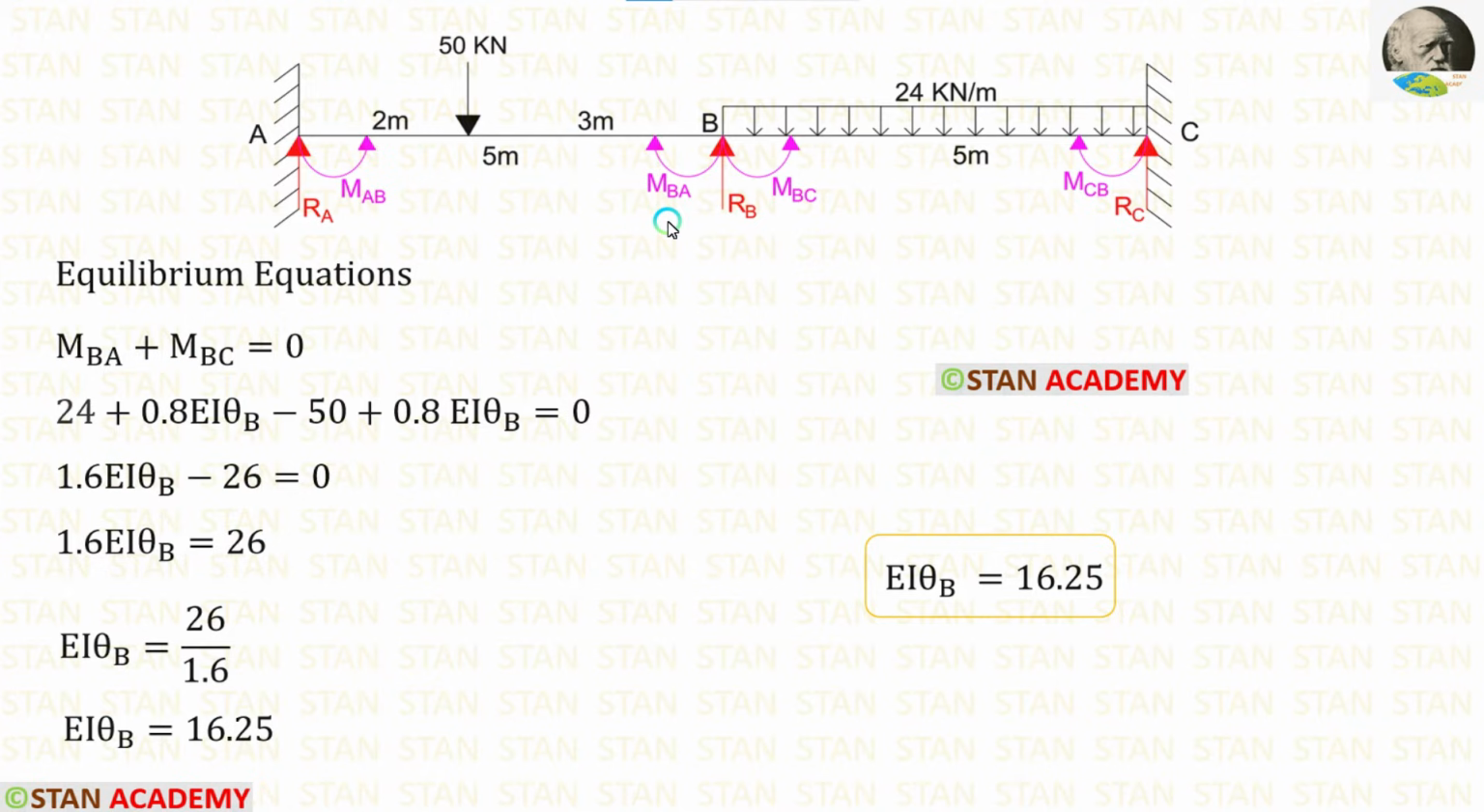Now, let us apply the equilibrium equation. In this problem, there is only one unknown, so we need only one equilibrium equation. We already saw the equilibrium equation. The equilibrium equation can be made in the joint B. In the joint B, there are two moments. When we add these two moments, it will be 0. We have already made the slope deflection equations for MBA and MBC. Let us apply them. After the calculations, we are getting A theta B is equal to 16.25.